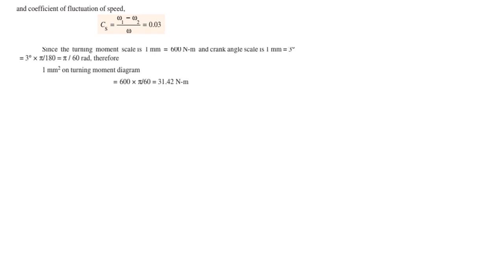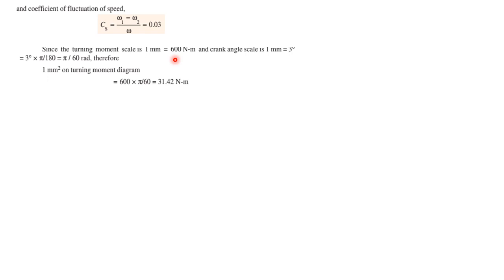Next, the turning moment scale is 1 mm equal to 600 Newton meter. If you recollect from the question, on the y-axis 1 mm is given as 600 Newton meter, and on the x-axis 1 mm is given as 3 degrees. You have to convert the 3 degrees into radians by multiplying it with pi by 180. So that comes up to pi by 60 radians.